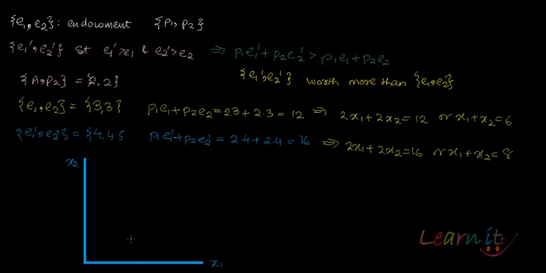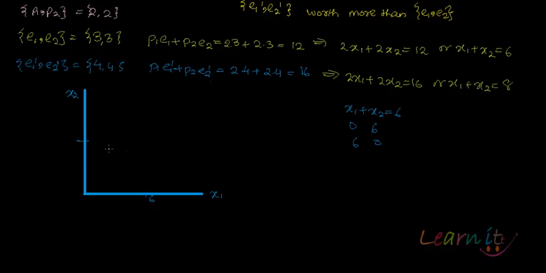So in case I want to draw the first budget line, how will you draw x1 plus x2 is equal to 6? So x1 is equal to 0, x2 is 6; x2 is 0, x1 is 6. So 0, 6 and 6, 0 are the two bundles here. Let me just join them by a line segment here.